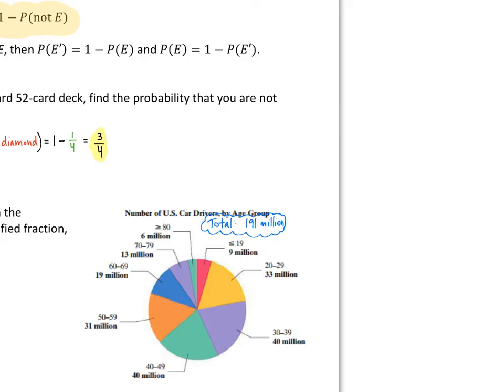A very important piece before you begin is to recognize what's the total number of people being polled, all right? The number of U.S. car drivers by age group. So if you add up all these, 9 million, 33, 40, another 40, 31, 19, 13, and 6, it should add up to 191 million people total, or drivers total. So with that in mind, go ahead and try parts A and B.